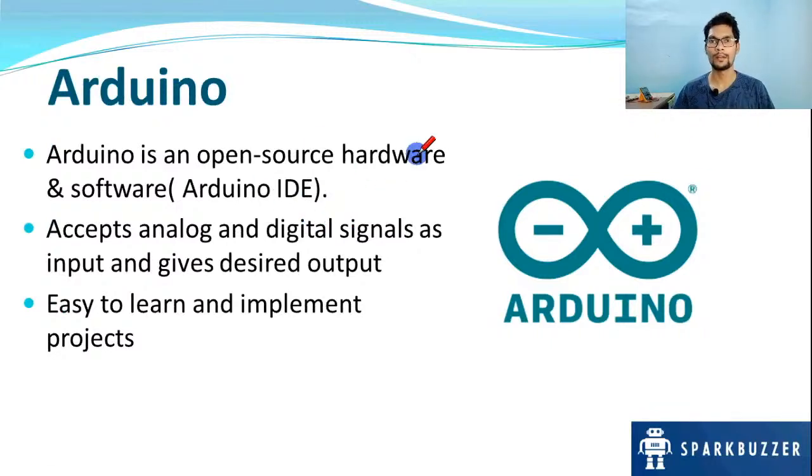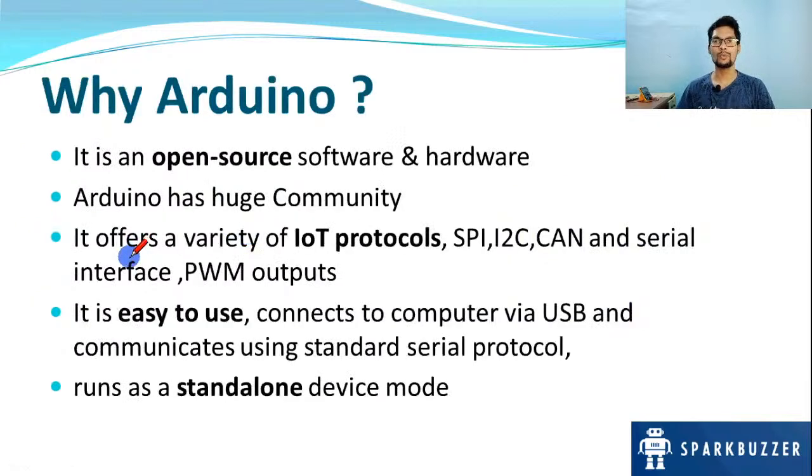So now, what is Arduino? Arduino is an open source hardware and software community. It accepts analog and digital pins, and it is easy to learn and implement your own projects. So why do we choose Arduino? Because it is open source and used by a community, and it offers a variety of IoT protocols such as SPI, I2C, CAN protocol and serial communication, and even it is easy to program with a USB cable, and it runs as a standalone device.